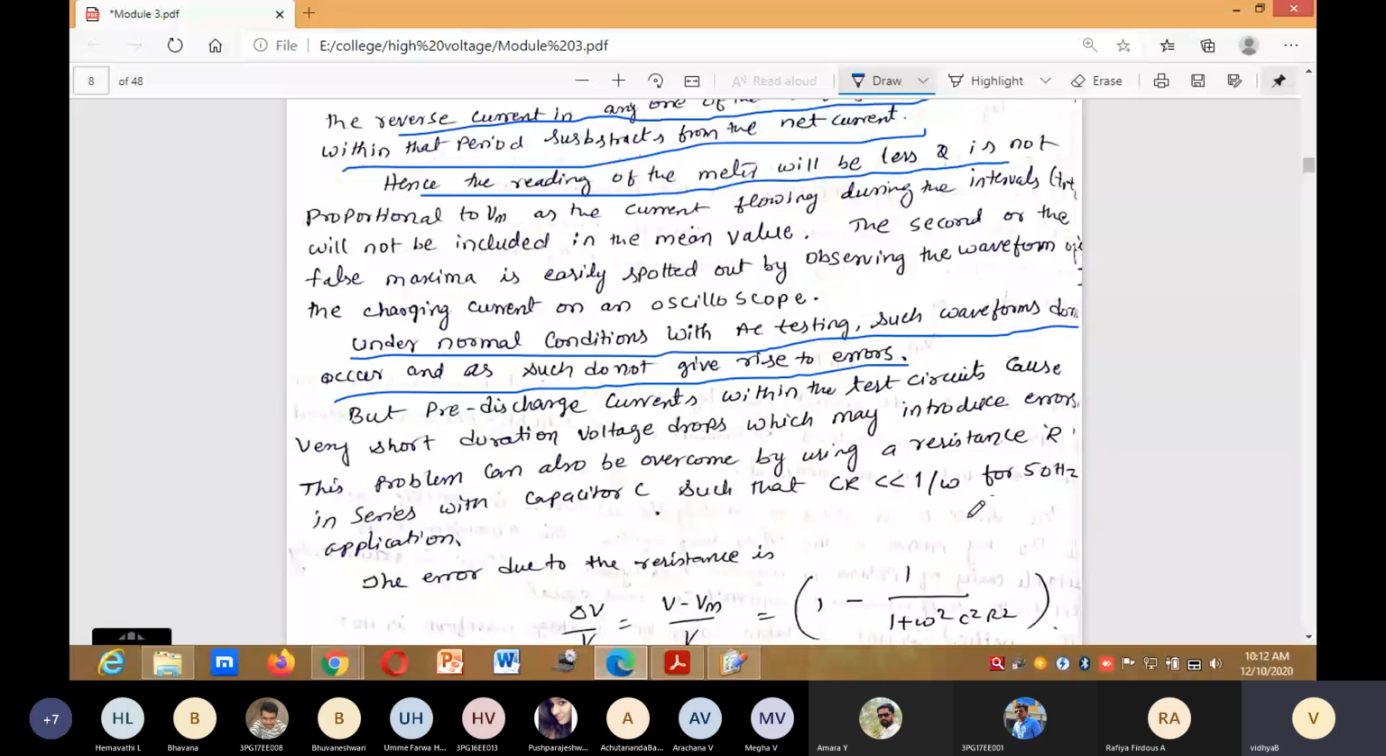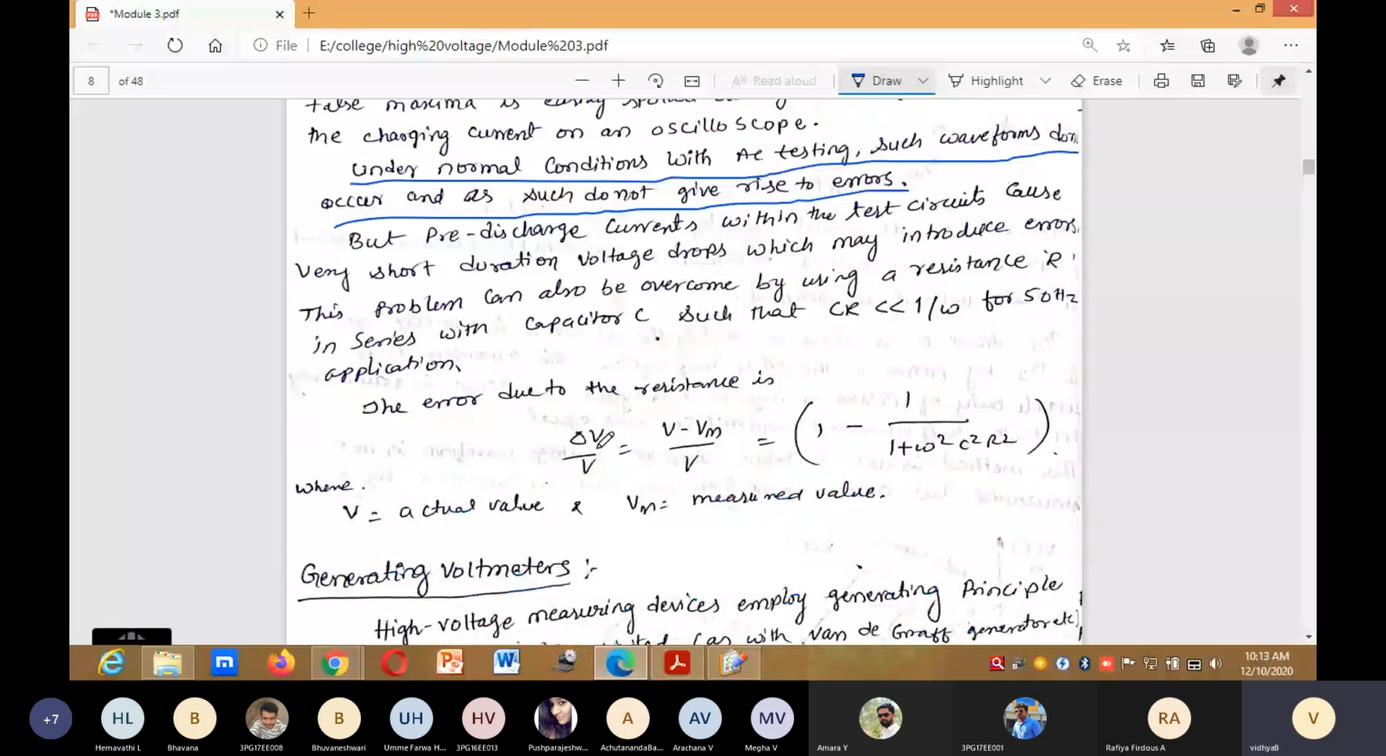We can overcome that by using a resistance in series with the capacitor. That condition is CR should be less than 1 divided by omega for 50 Hertz applications. The error due to the resistance is delta V divided by V, equal to (V minus Vm) divided by V, equal to 1 minus 1 divided by (1 plus omega square C square R square), where V is the actual value and Vm is the measured value.